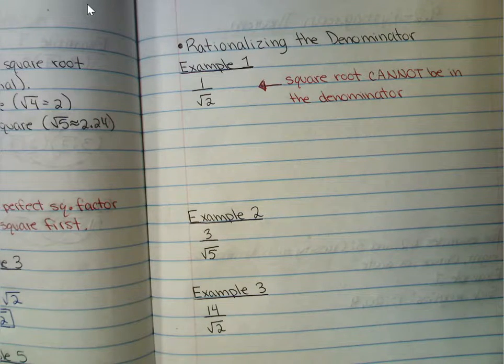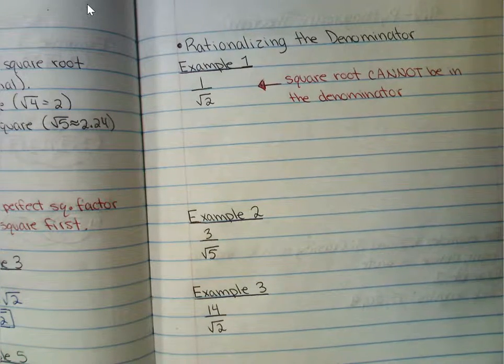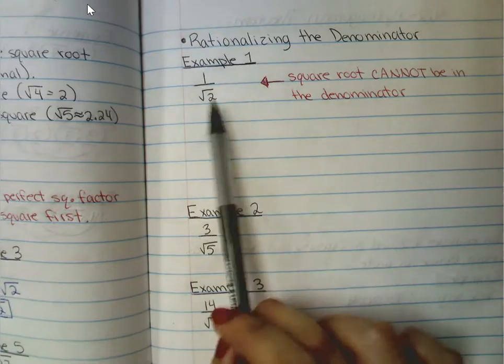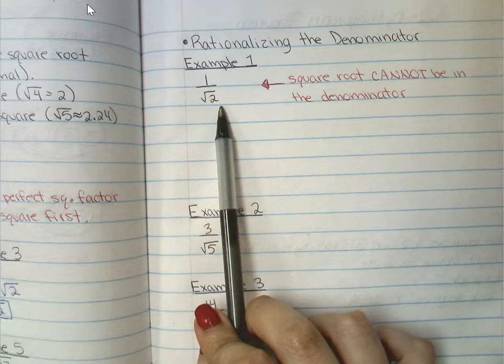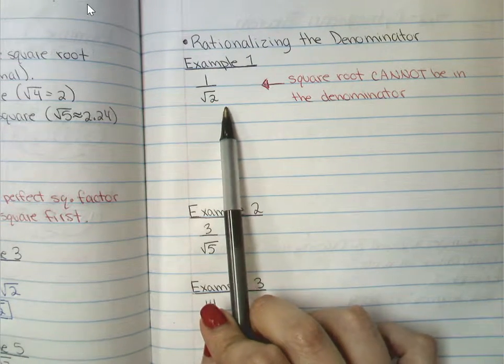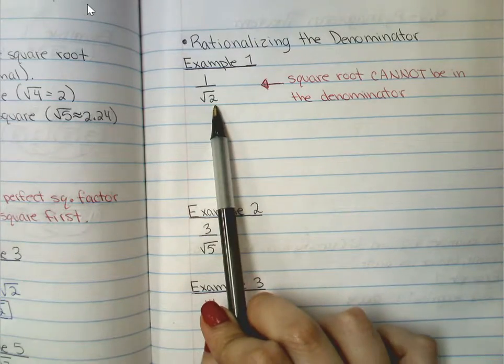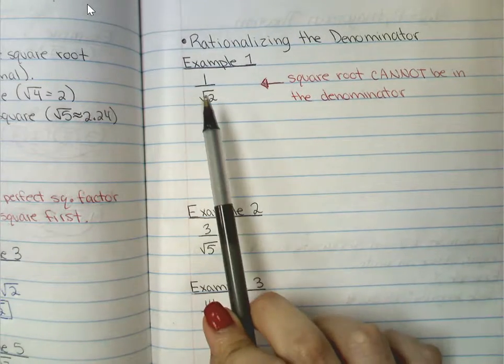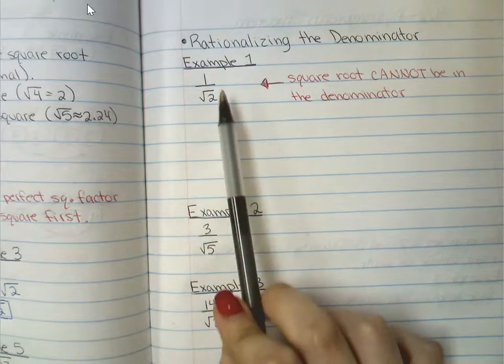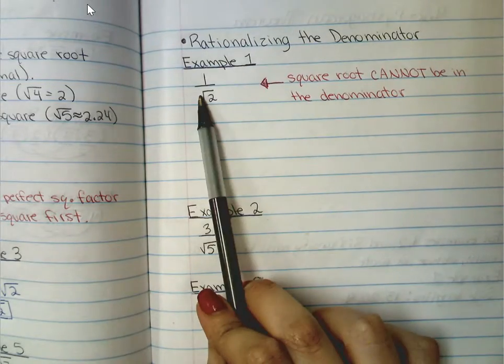Alright, this is the last part of section 9.1. This is called rationalizing the denominator. That's what we do whenever we have a square root in the denominator. We can never have square roots in the denominator, so we have to get rid of it. The way that we get rid of it is we take that square root and multiply it on the top and on the bottom of my original problem.